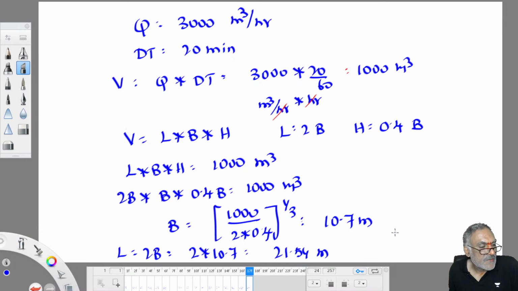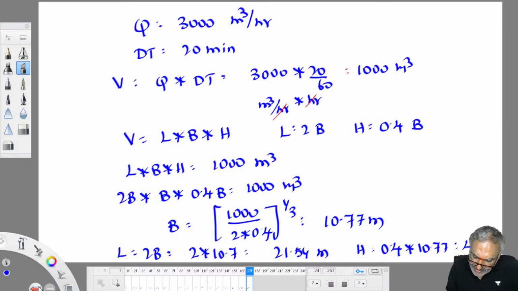.74. This is 1000 by 2 into 0.4, 10.77, right? I remember the onsets, that's why I straight away wrote it. And H is equal to 0.4 times B, 0.4 times 10.77. It is 4.3 meters.